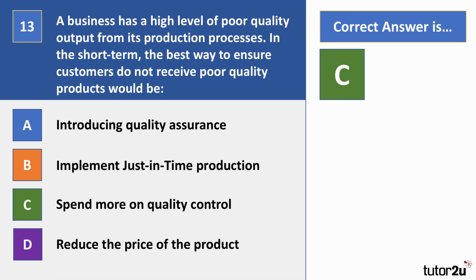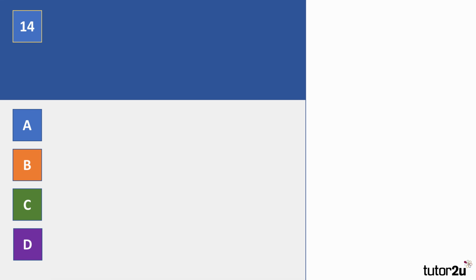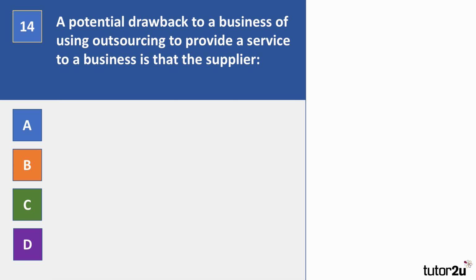Just-in-time production, similarly, is very complex and not easy to introduce quickly. And reducing the price of the product, well, that might be a way of buying off consumers who maybe are happy to buy the product substandard but want to pay less, but it's not a way of stopping customers from getting that poor quality product. So the answer was C, quality control. 2 questions left. Let's see if we can finish well now with question 14.